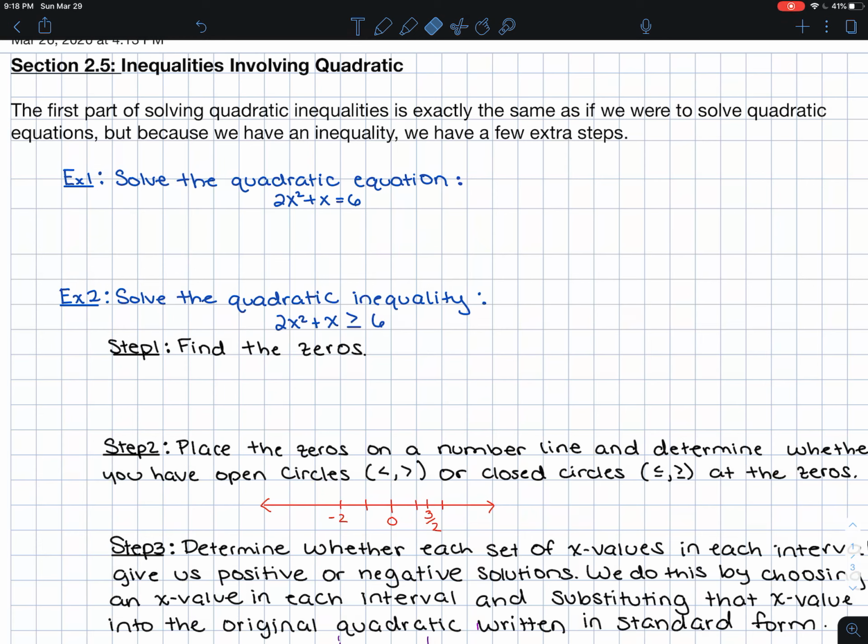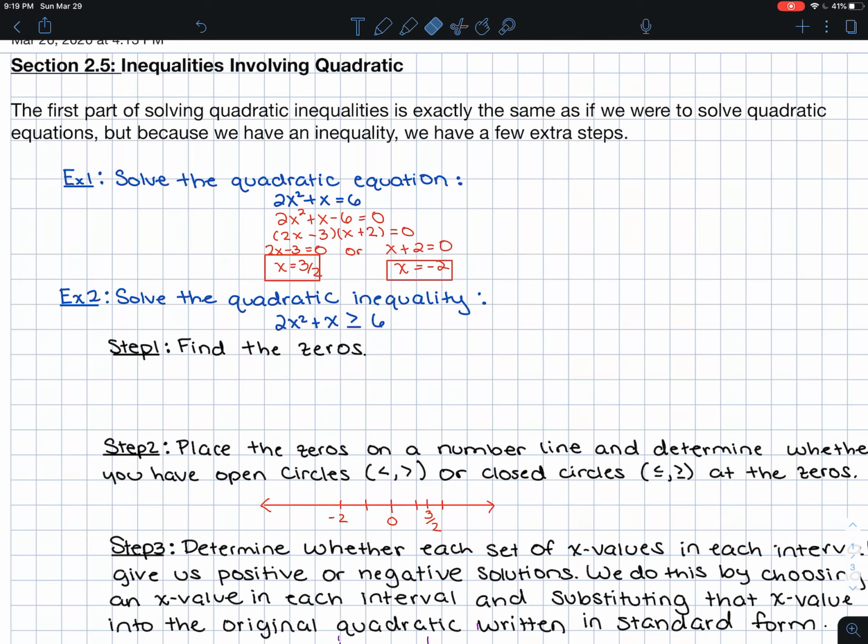Do you remember what the first part was? Well, first we set our quadratic equation equal to 0. After that, we factor. Once you have your factors, you set each factor equal to 0, and then you solve for x. And there we have it. We have our two solutions that make our quadratic equation 0.